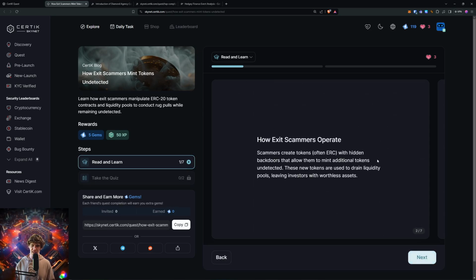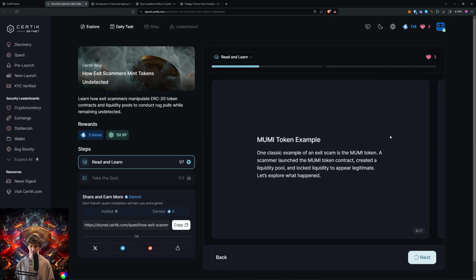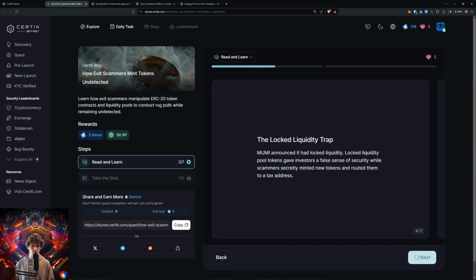So what's an exit scheme? Where exit scammers hide backdoors that allow them to mint additional tokens undetected, and then they use them to remove all the liquidity, leaving investors with worthless assets. So Mumi token, I don't know what the Mumi token is. So I created a liquidity pool and locked liquidity to appear legitimate. Let's explore what happened. So the locked liquidity gave investors a false sense of security.